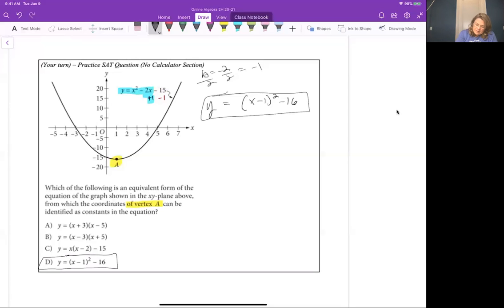And it is also, if you recognize the fact that we needed to get it in vertex form and you understood vertex form, you could see that no other option here was actually in vertex form. You could have potentially answered that question without having to complete the square.